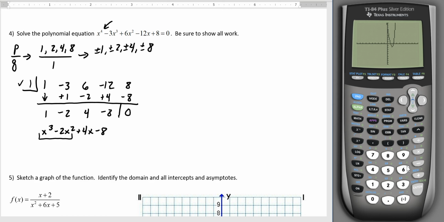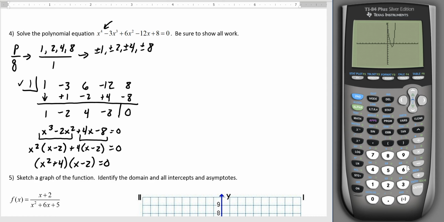So if I do that, what can I take out of my first? Well, I can take out x squared, and I'd be left with x minus 2. What can I take out of my second? Positive 4, and I'd be left with x minus 2. So that means that x squared plus 4 is a factor, and x minus 2 is a factor.